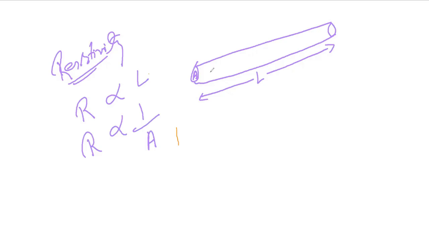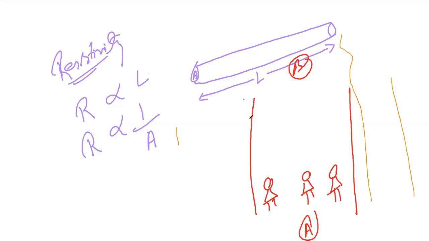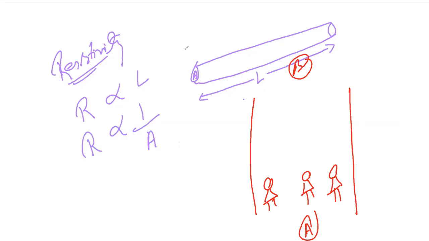You can understand this concept like this. If this is the path, and you want to move from point A to point B, and let's say there are some obstacles. Obviously, if the area is big, then electrons can easily pass there. But what about length? Why does resistance increase as length increases?